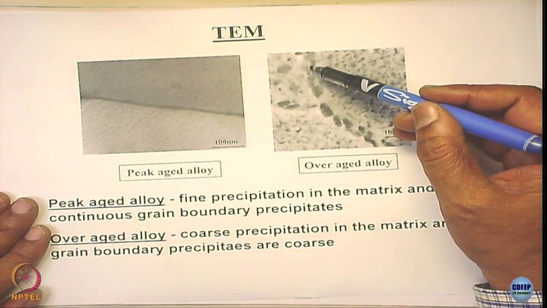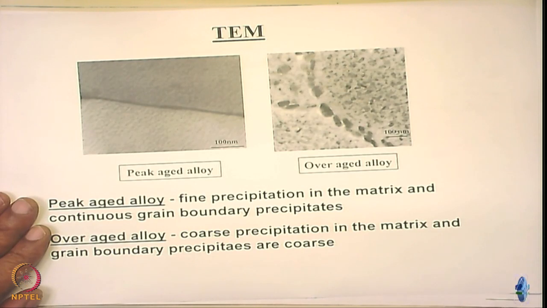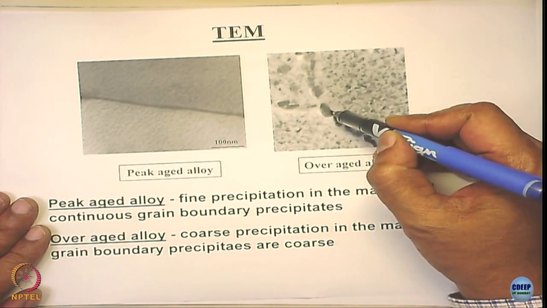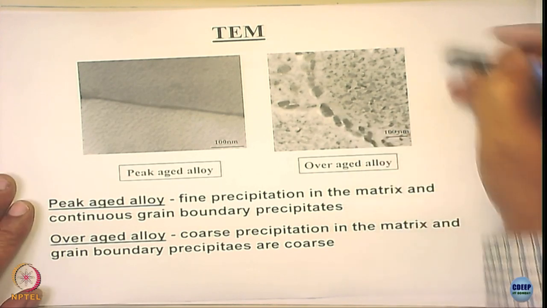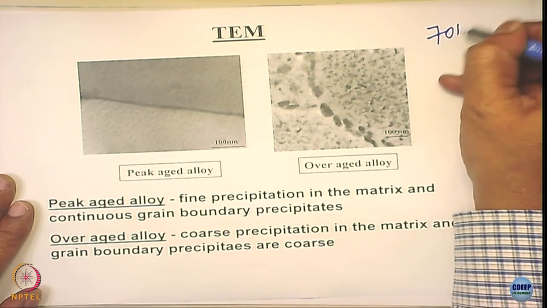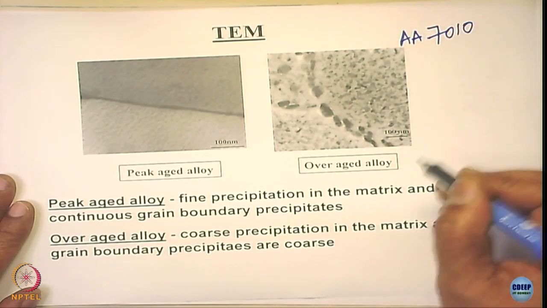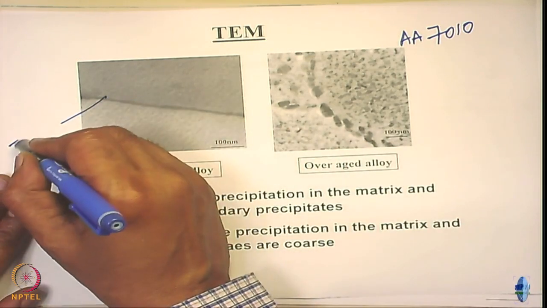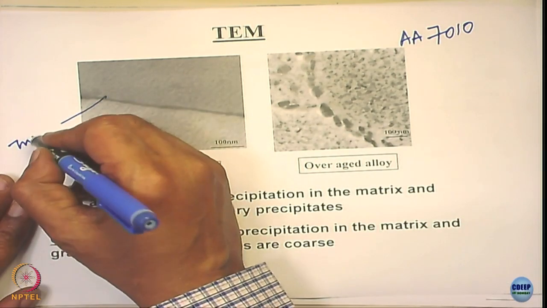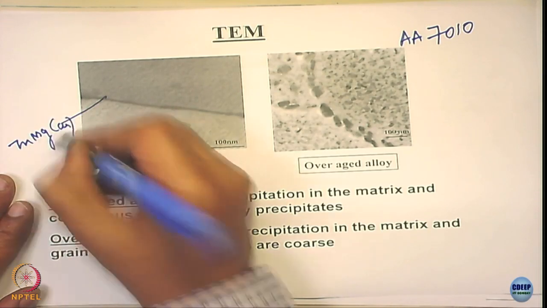In this case, because of the coarsening effect, strength becomes low. Not only that, the composition of these precipitates also changes. In this case, this alloy is actually a 7010 aluminum alloy, called AA7010 alloy, and what are these precipitates? There are zinc and magnesium precipitates, and a certain amount of copper is present here, right.